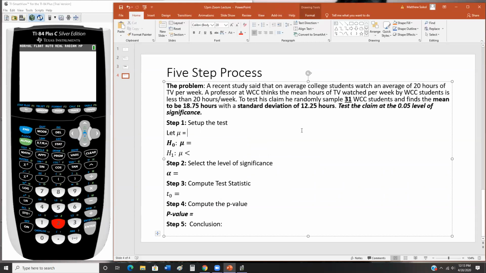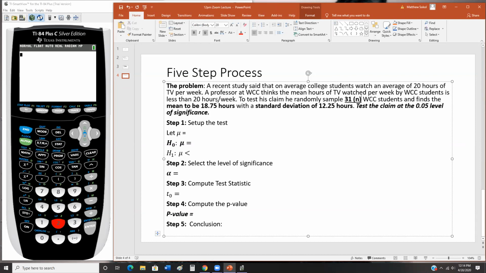A recent study said that on average, college students watch an average of 20 hours of TV per week. A professor at WCC thinks that the mean hours of TV watched per week by WCC students is less than 20 hours per week. To test his claim, he randomly samples, and these are the important numbers, 31 WCC students, so that's my n, my sample size, and finds the mean to be 18.75 hours. So of these 31 students, on average, they watch 18.75 hours of TV per week with a standard deviation of 12.25 hours.